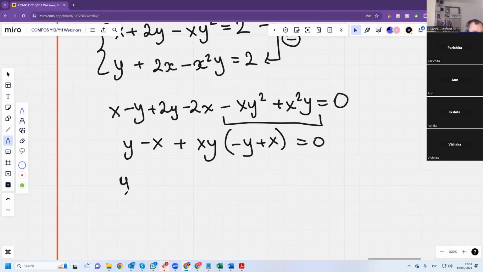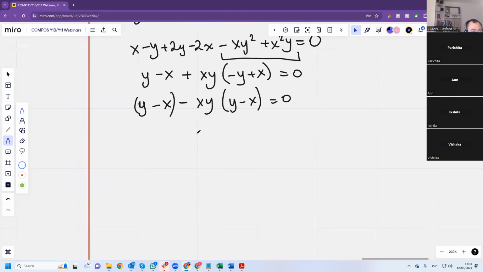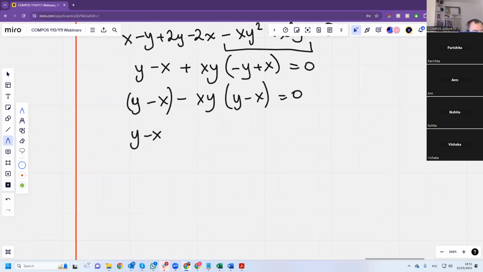And you can actually see that y minus x is a common factor here, because if I switch that round, equals 0, I can write y minus x plus xy, y minus x, and I'm changing this to a minus. Hope you can see it. And now you can see that these two have a common factor, y minus x. So it's going to be y minus x, open bracket, 1 minus xy equals 0. Interesting.